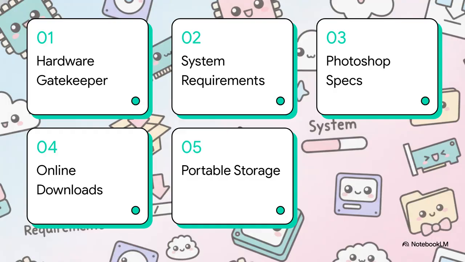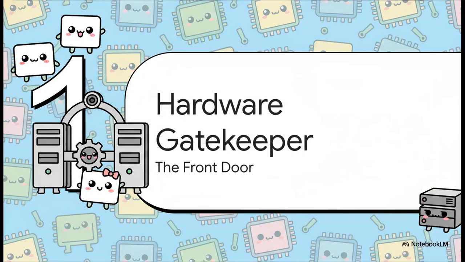Here's our roadmap for this explainer. We're going to look at the hardware gatekeeper, decode system requirements, dive into a Photoshop case study, and then break down getting software via online downloads and portable storage. Let's jump in. Section 1.